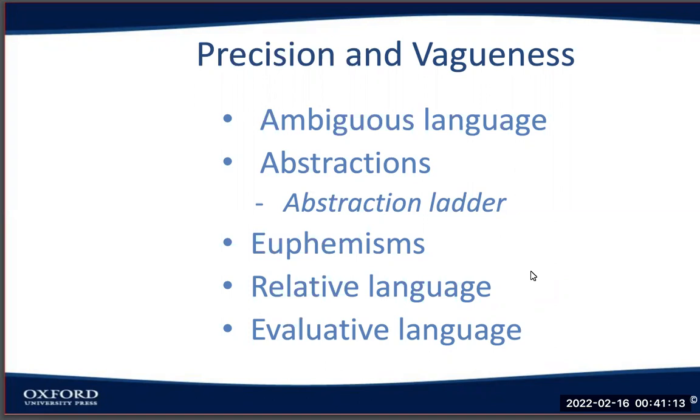Euphemisms are terms substituted for blunt ones. They are typically used to soften the impact of information that might be unpleasant. Relative language gains meaning by comparison. Using terms without explaining them can lead to communication problems. Evaluative language seems to describe something, but in reality announces the speaker's attitude towards it.